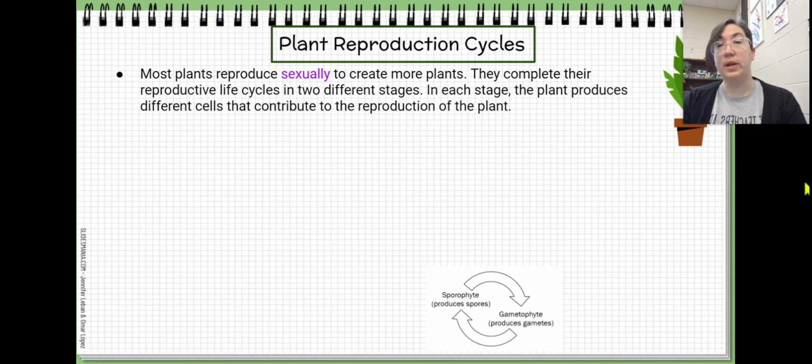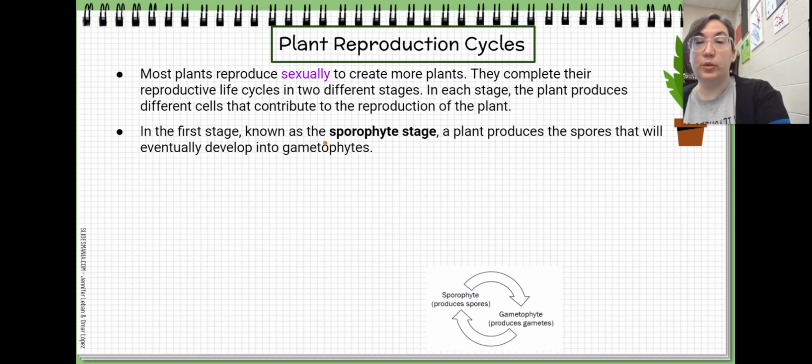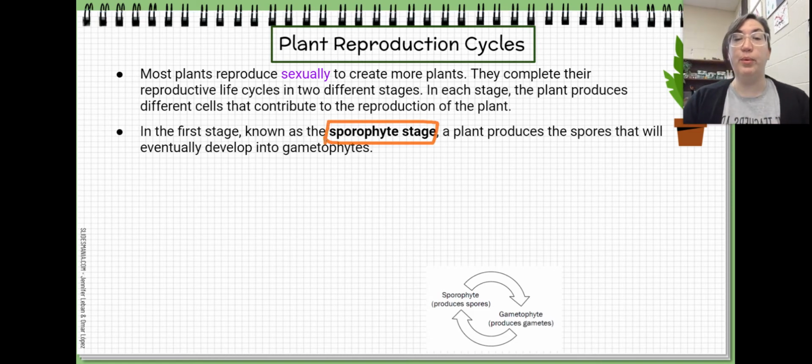So most plants reproduce sexually in order to create more plants. They complete their reproductive cycles in 2 stages. In each stage, the plant produces different cells that contribute to the reproduction of the plant. In the first stage, known as the sporophyte stage, a plant produces spores that will eventually develop into gametes.